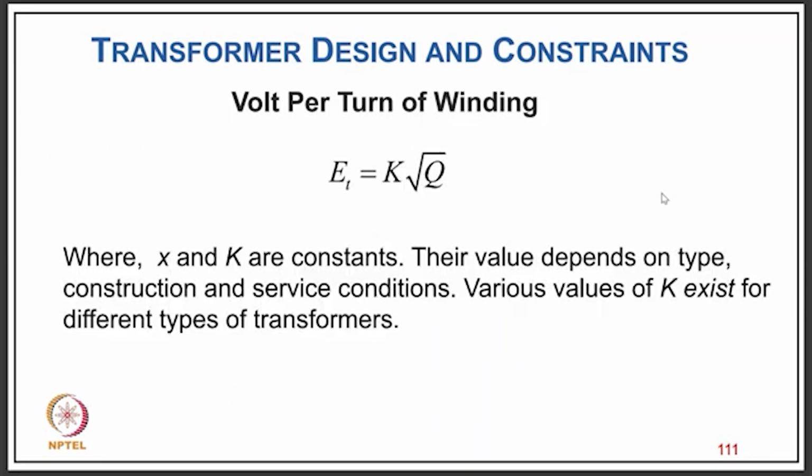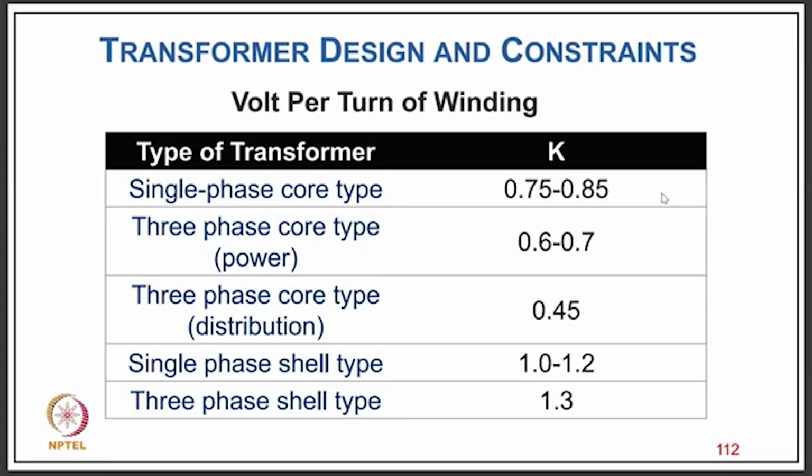So volt per turn ET equals K root Q, where X and K are constants. Their values depend on type, construction, and service condition. So various values of K exist for different types of transformer. As you can see here, the volt per turn factor: single phase core type K varies from 0.7 to 0.85, three phase core type power transformer 0.6 to 0.7, three phase core type distribution transformer 0.45, single phase shell type 1 to 1.2, and three phase shell type is of the order of 1.3.